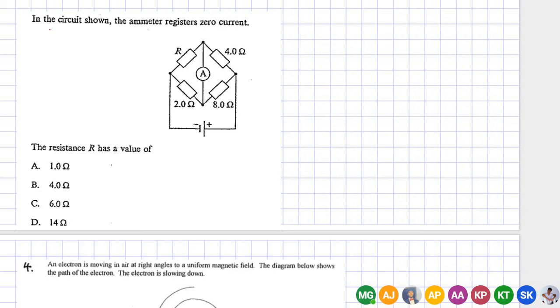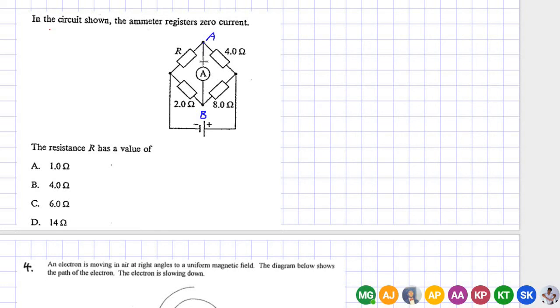The circuit shown, the ammeter registers zero current. This is called a Wheatstone network, and if the ammeter shows zero current, that means points A and B are at the same potential. The potential difference between them is zero. The ammeter has zero resistance, so when you have zero potential difference between two points, no current will flow between those two points. So A and B are at the same potential. That's the conclusion.